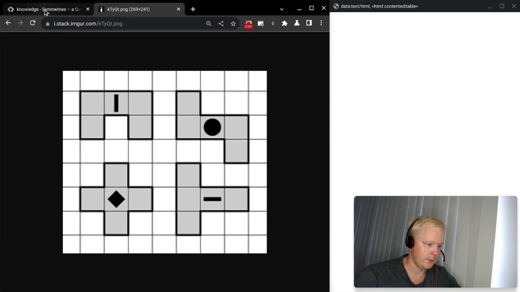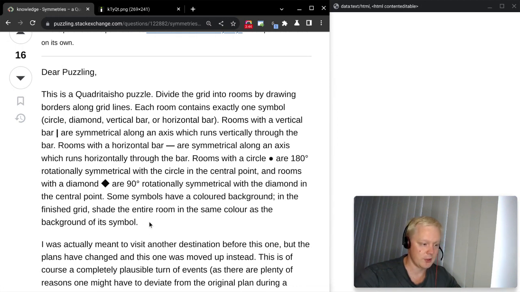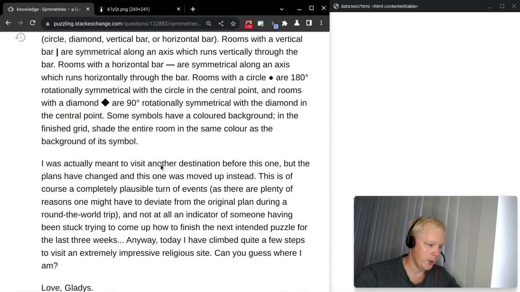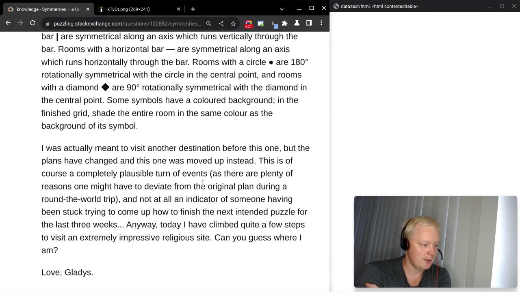But let's read the rest of the preamble first. And then we have some shading. Once we have the finished grid, we have some shading as well. So where are we? I was actually meant to visit another destination before this one, but the plans have changed and this one was moved up instead. This is of course a completely plausible turn of events, as there are plenty of reasons one might have to deviate from the original plan during a round-the-world trip, and not at all an indicator of someone having been stuck trying to come up how to finish the next intended puzzle for the last 3 weeks. Anyway, today I have climbed quite a few steps to visit an extremely impressive religious site. Can you guess where I am?